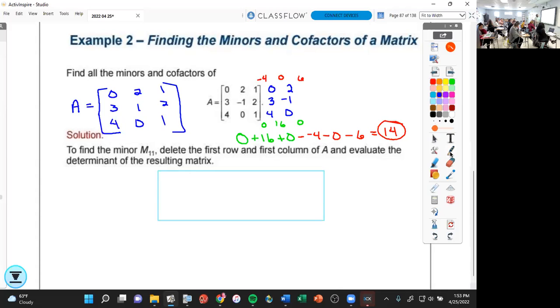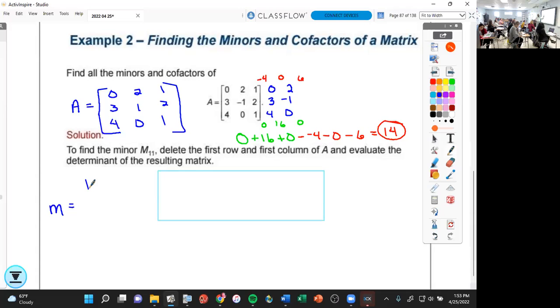Okay. It says delete the first row and first column. So if I ignored the 0, 3, 4 and the 0, 2, 1, you see what's left? Can you get a determinant of that? Down is 1, up is 0. 1 minus 0 is? 1. Okay, so the determinant based on the minor of the 0 is 1.